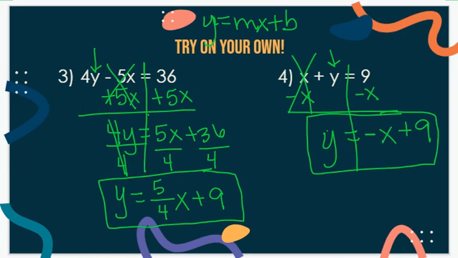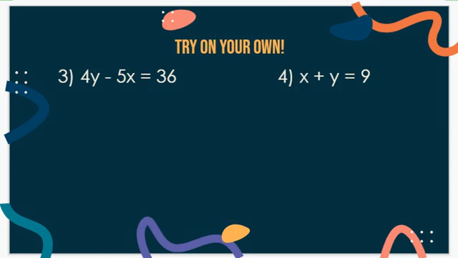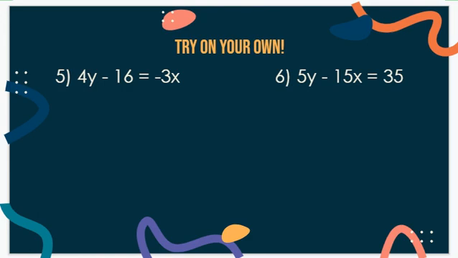How'd you do? Alright, let's try 2 more. Examples 5 and 6. Go ahead and pause the video and press play when you're ready to go over them. Give these a try. Remember your formula. Y equals mx plus b is what you want it to look like. Y is on the left, everything else on the right in this order. Alright, when you finish, press play and check your answers with me.